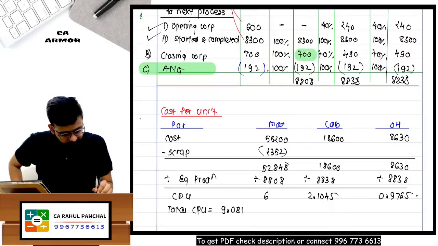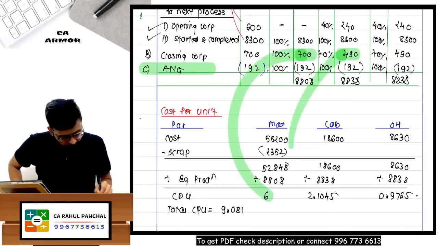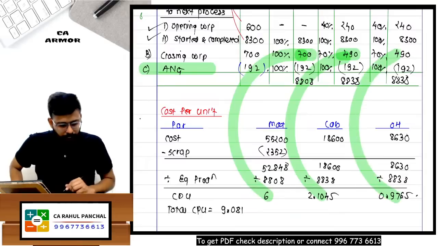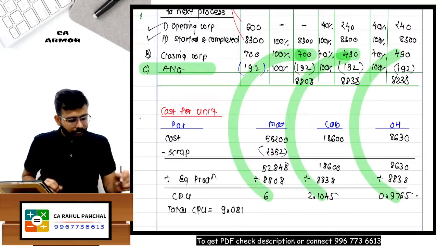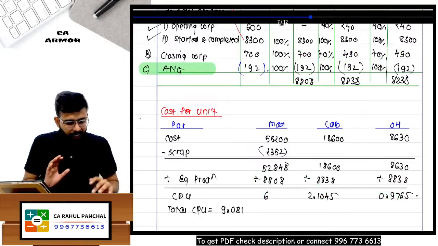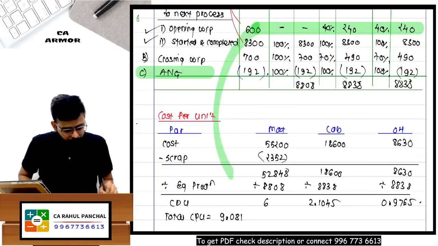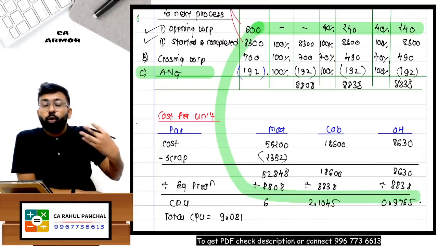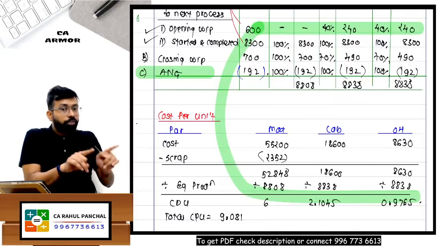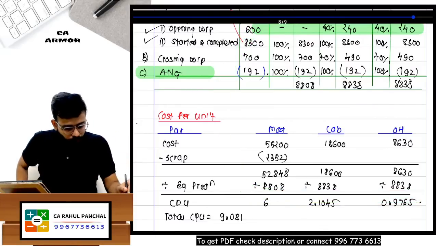You will say 700 multiplied by this, 490 multiplied by this, 490 multiplied by this, and you will get the closing WIP value. Just don't forget, even for opening WIP you do the same thing, but some cost is incurred on opening WIP in the last period also, so don't forget to add that. That is the one thing you have to take care of.